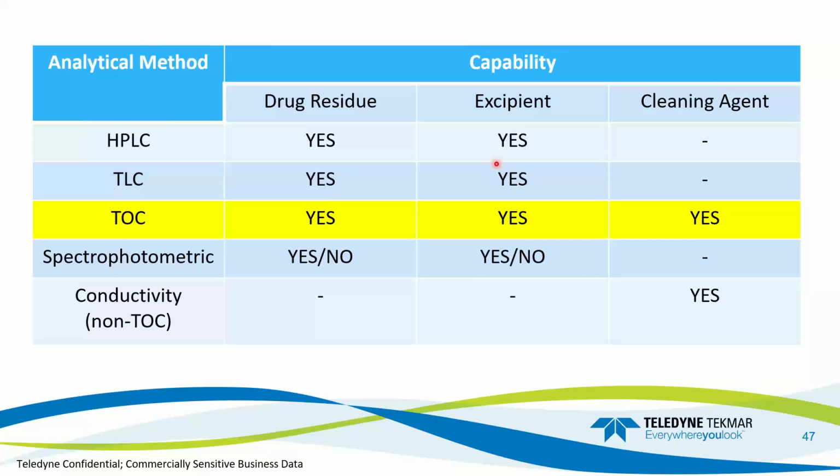So when we start looking at this, which part of the capability, which part of the methods or different things like that can be used? Drugs, cleaning agents, drug residues, cleaning agents. So what we see here is TOC is a yes across the board. It can be used for all three of these. HPLC can only be used for 2, TLC can only be used for 2, and spectrophotometric, depending on what you're really looking for, yes or no, yes or no. Well, that's because of different types of interferences and different things like that. So what looks to be the most desirable for what we're doing is going to be TOC.